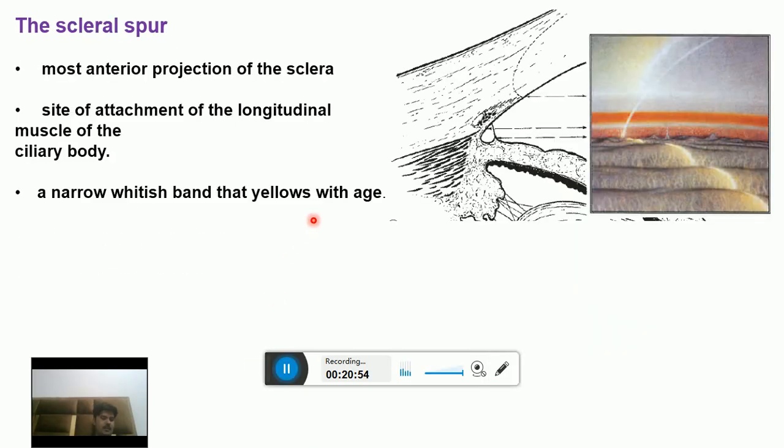Next is the scleral spur. It is the most anterior projection of the sclera and the site of attachment of the longitudinal muscle of the ciliary body. Here you can see. This is the scleral spur.